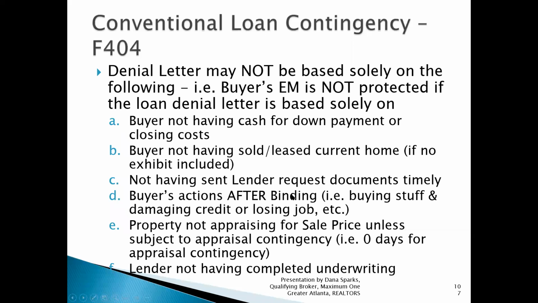Buyer's actions after binding. In other words, you're binding and the lender has pulled credit, and then you go under contract and then the buyer buys a boat or buys a car or loses their job, and now their debt to income ratio no longer meets that lender's requirements. So not only is the buyer going to lose their loan, they're going to terminate and they're going to lose their earnest money, because that loan denial letter is not a reason that will protect their earnest money if that's the sole reason on the loan denial letter.